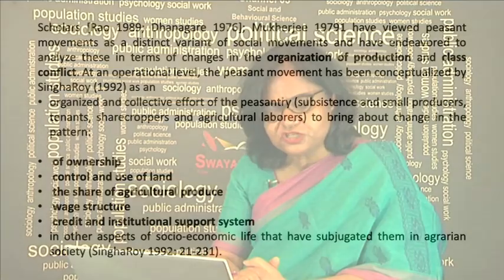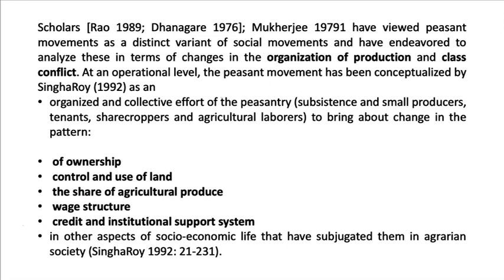So, this particular peasant movement, which comes under social movement, was to bring about certain changes in what? In ownership of land, control and use of land, the share of agriculture produce, wage structure, credit and institutional support system, in other aspects of social economic life that have subjugated them in agrarian society.